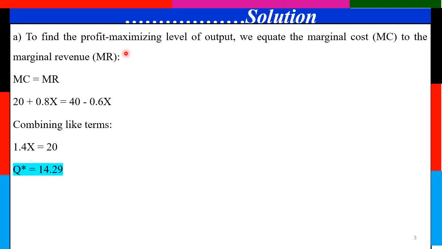We find the profit maximizing level of output at market equilibrium. We equate the marginal cost to the marginal revenue.